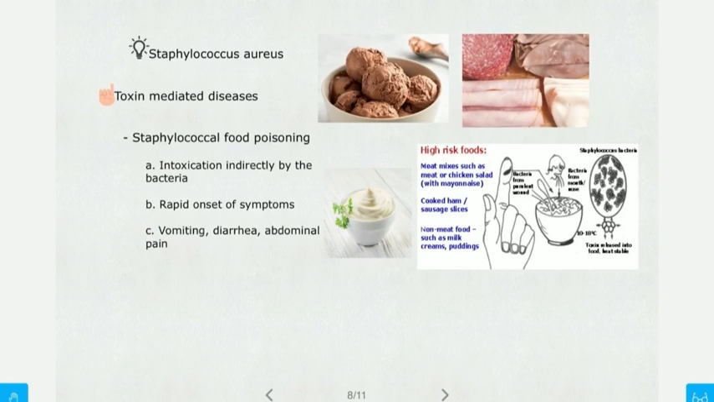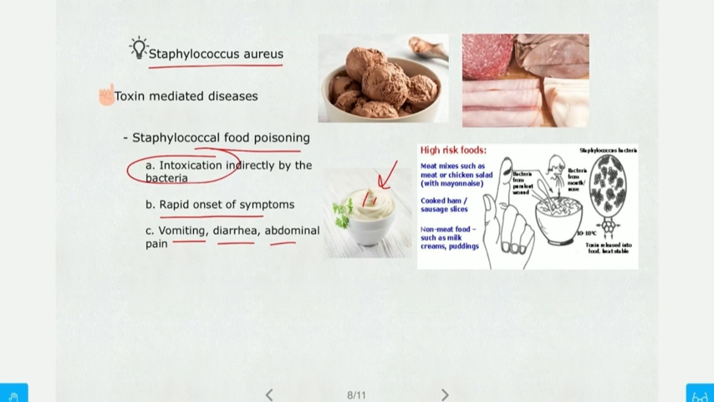The last toxin produced by Staphylococcus aureus is known as enterotoxin, and it usually causes staphylococcal food poisoning. It is said to be an intoxication, and what that means is that the bacteria produces its toxins inside the food, and then a certain individual consumes that food and gets intoxicated by that toxin. Now, it is characterized by having a rapid onset of symptoms, and the common signs and symptoms of food poisoning are vomiting, diarrhea, and abdominal pain.